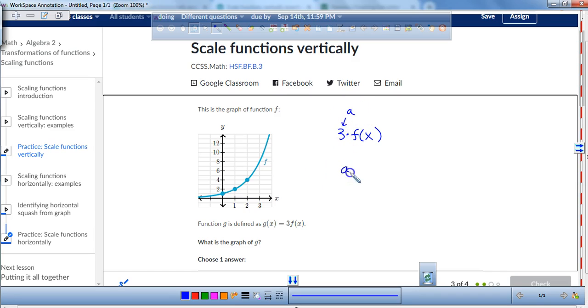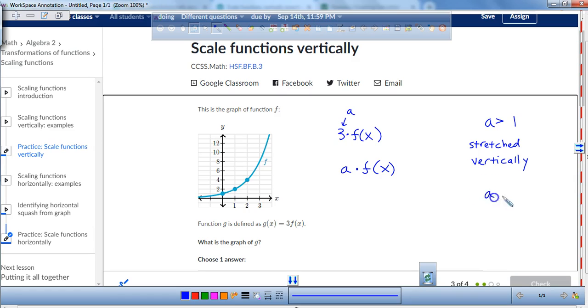So anytime you have an a value that is being multiplied to the function, two things could happen. If a is greater than 1, which basically means any number that's bigger than 1, it's going to be stretched vertically, often also called expanded. Stretched vertically means it's going to go closer to the y-axis. It's getting stretched closer to the y-axis.